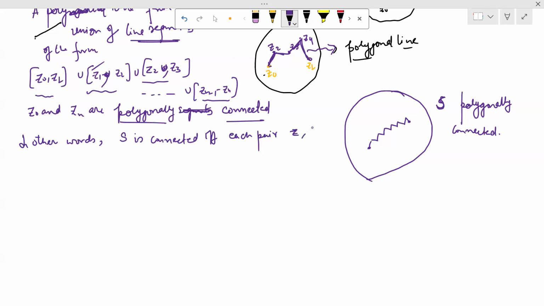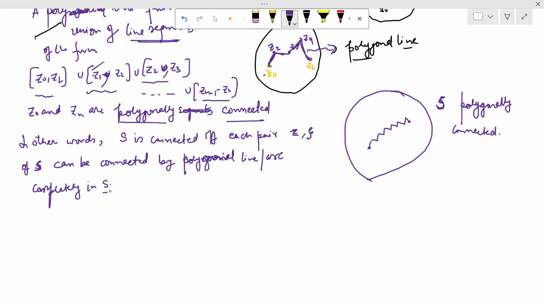Let's say Z, comma, zeta, each pair Z, zeta of S, can be connected by a polygonal arc or polygonal line, or simply arc, completely lying in S. So it should not leave S, it should lie in S only. Only then are we going to say that S is polygonally connected or simply connected.